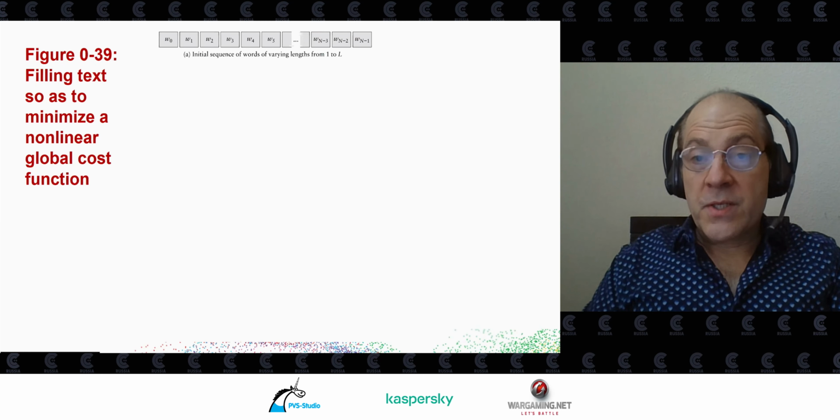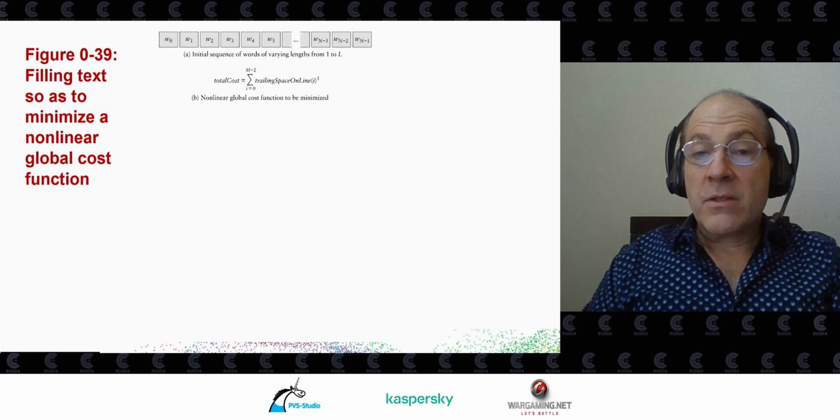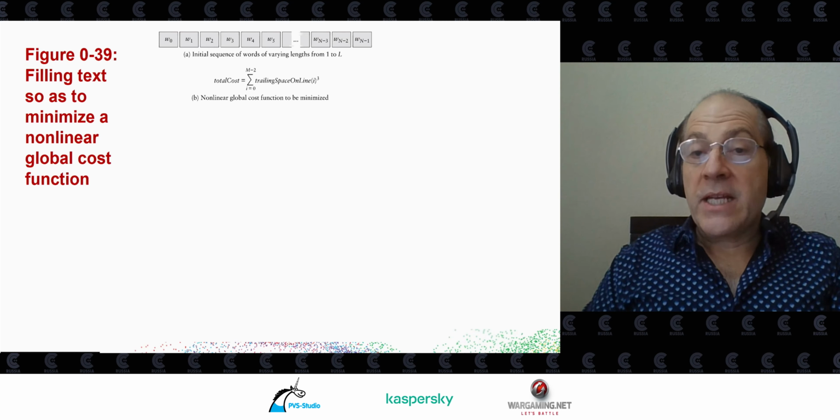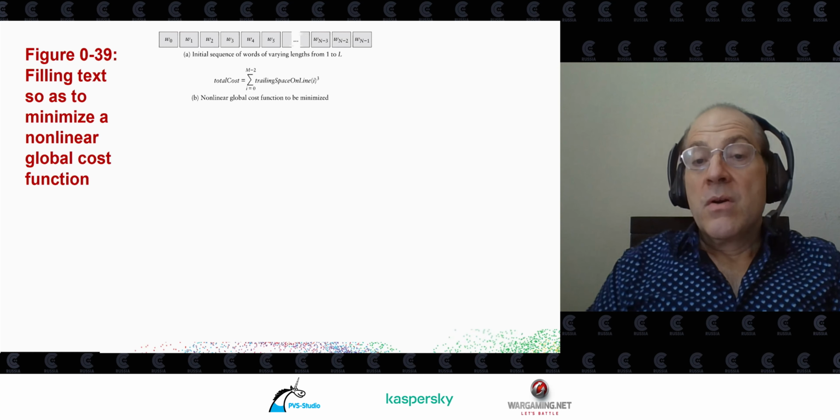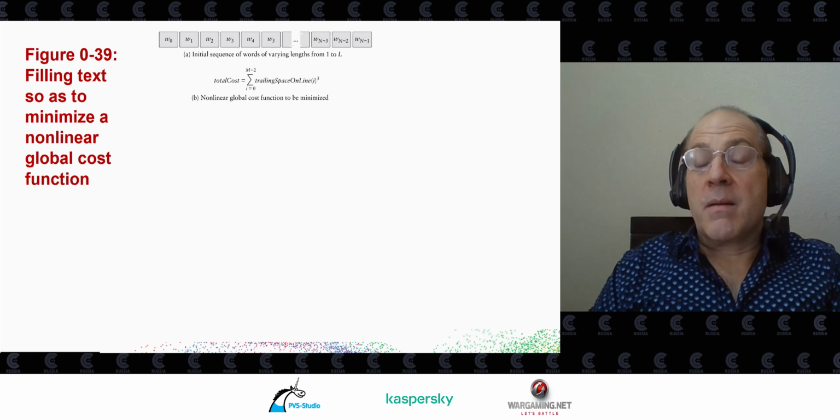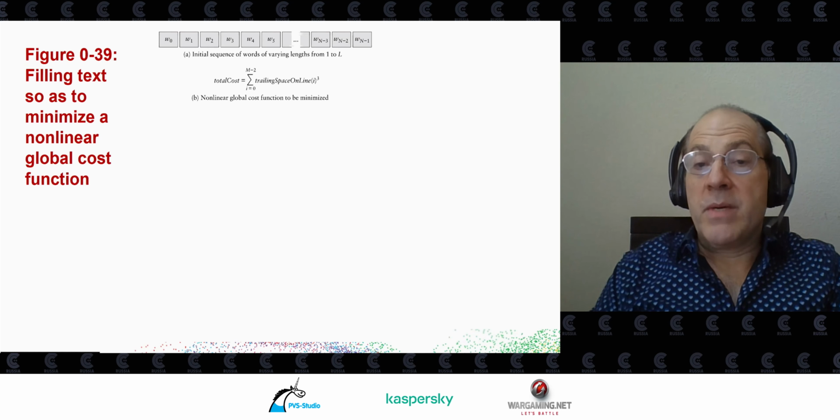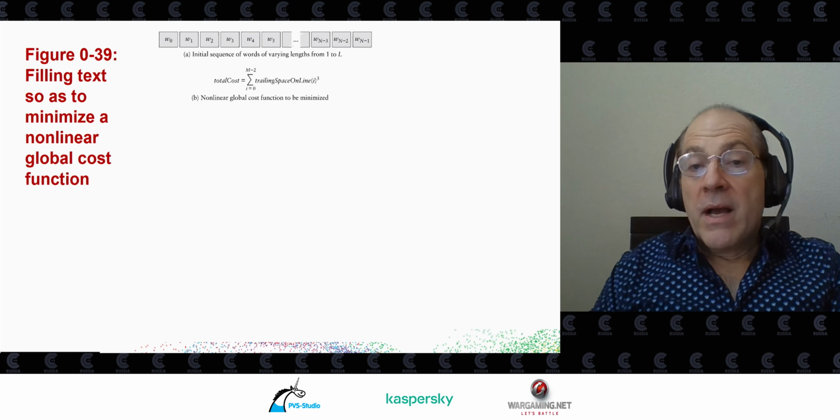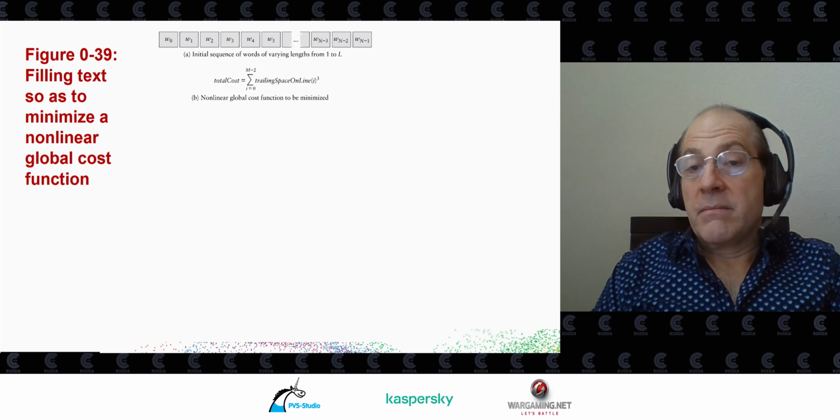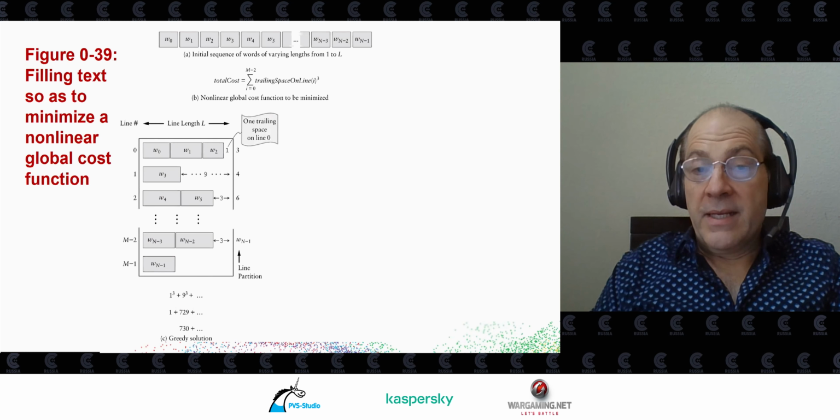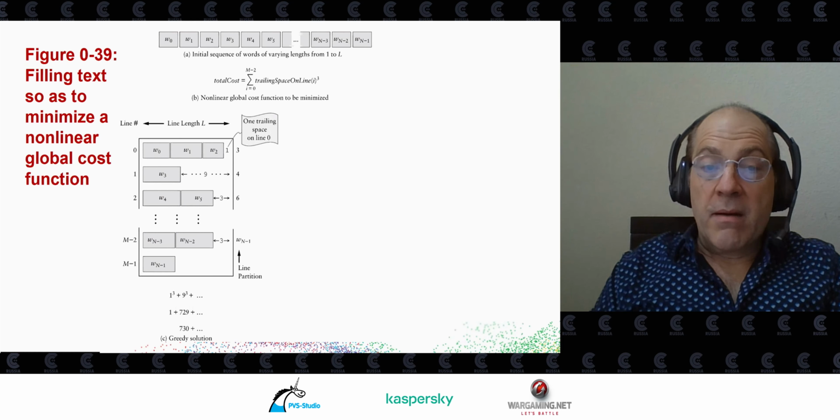We have a sequence of words on lines 1 to L. We have a total cost function, and we're saying on each line from line i equals 0 to line m minus 2, where m is the number of lines, we're going to calculate the sum of the cubes, and we're just going to partition the words the best we can so as to minimize that number. Now, if you try to do it by hand, you'll realize quickly that that's not a super easy thing to do. It's expensive.